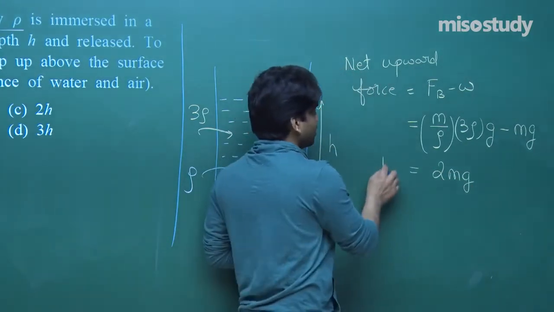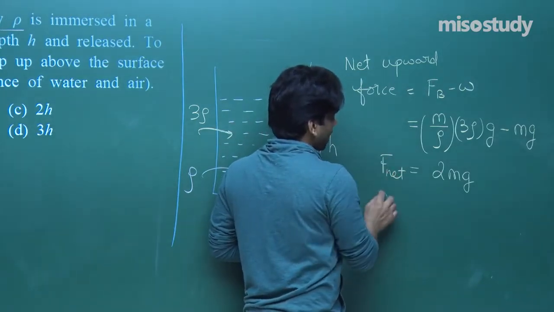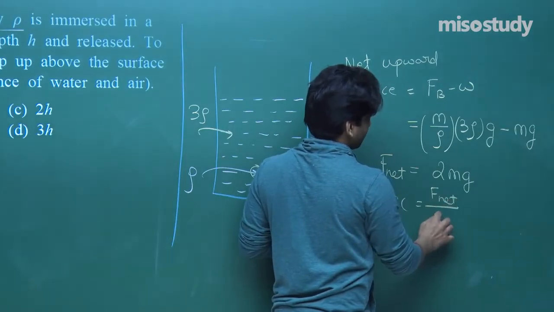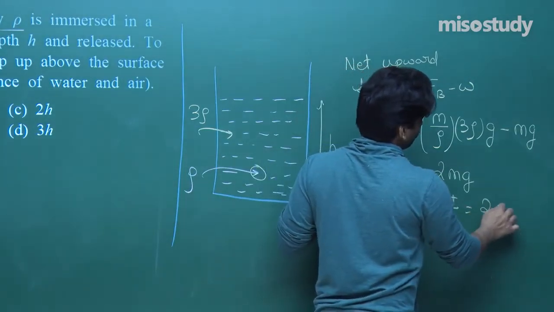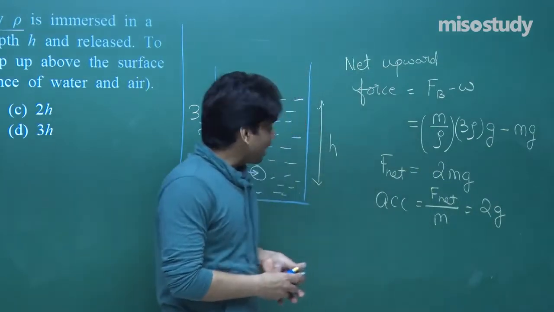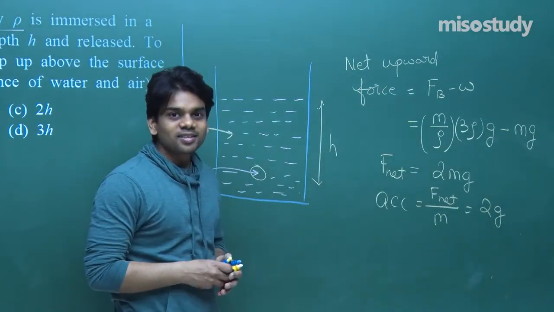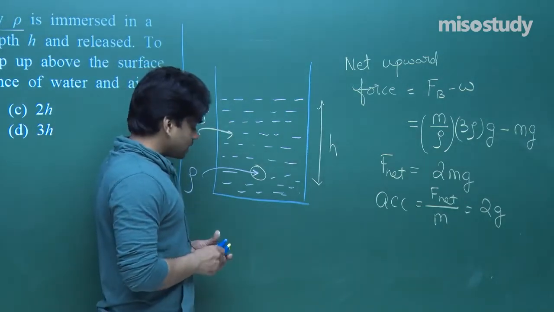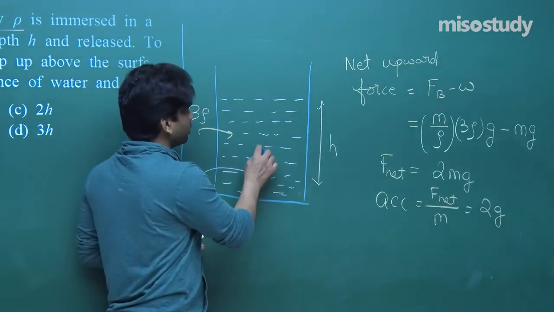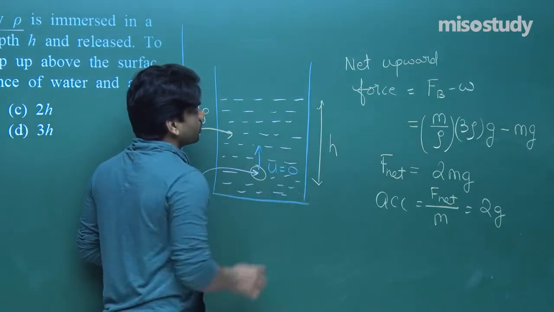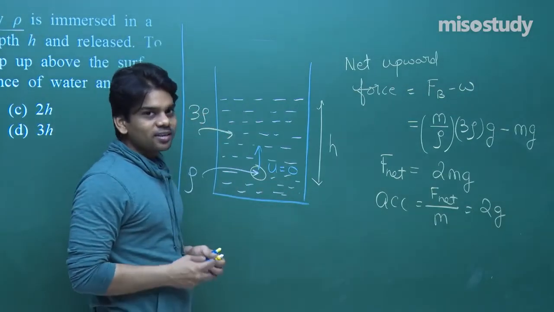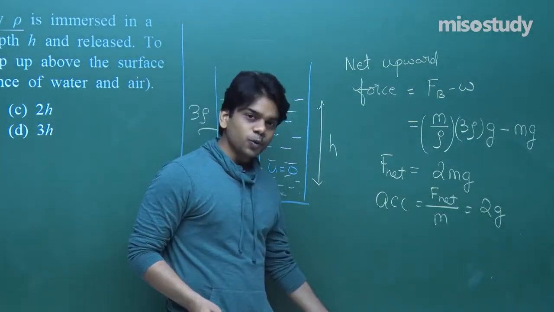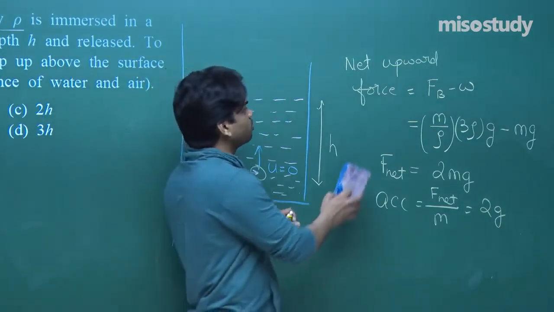So let me write this as F net. For the acceleration, you get F net by mass, which comes out to be 2g. So while it is moving up, the acceleration produced is equal to 2g. That is the first thing we got. If it starts its motion from here with an initial speed u equal to 0, let's find out the speed it attains at this point when it travels a height h with an acceleration of 2g.